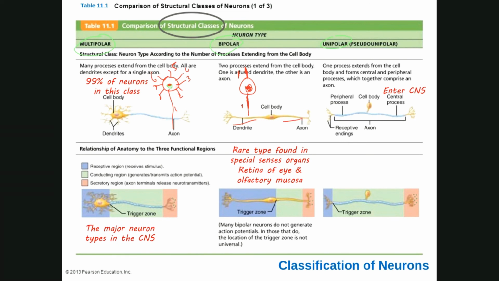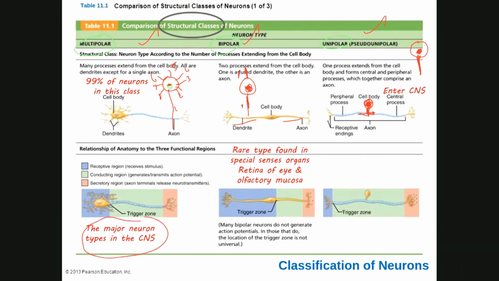Unipolar means there is one cell body and only one axon. You see, this is a cell body and this is only one axon. From the axon it divides. That is not important for you. So this is a unipolar neuron. So three types of neuron: unipolar, bipolar, and multipolar. Most of the neurons are multipolar neurons.